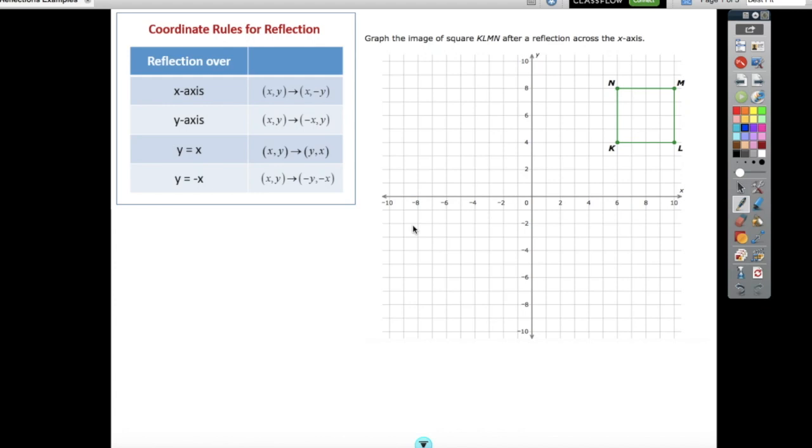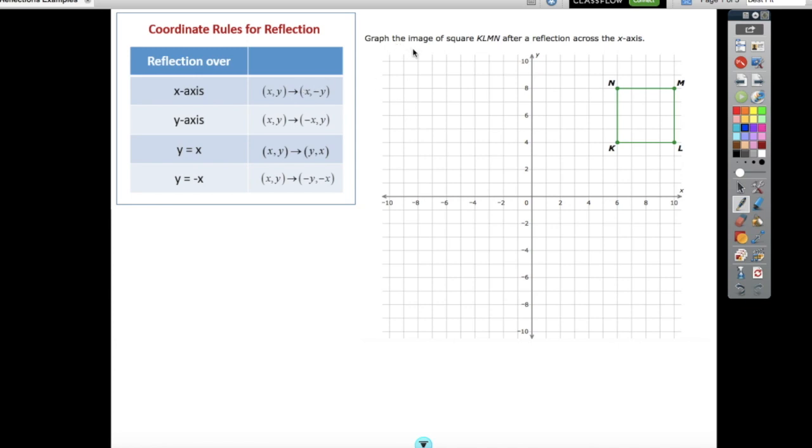You'll notice in each screen I have these coordinate rules for reflection, and I don't want you to memorize these, but I do think that they're an important resource for you to have as you're working, especially since we don't have physical paper to work on and we're just doing this on our screens.